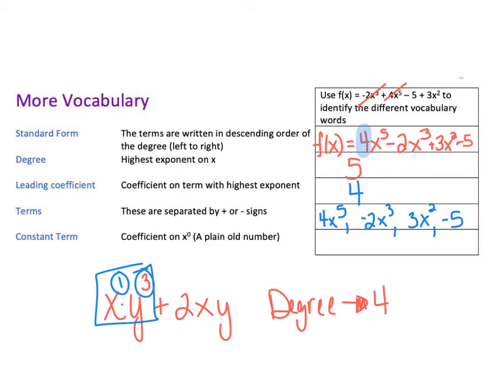And what's my constant term? It is the one that has a coefficient on x to the 0. Well, that's going to be my -5. Okay, just think of it as your plain old number.